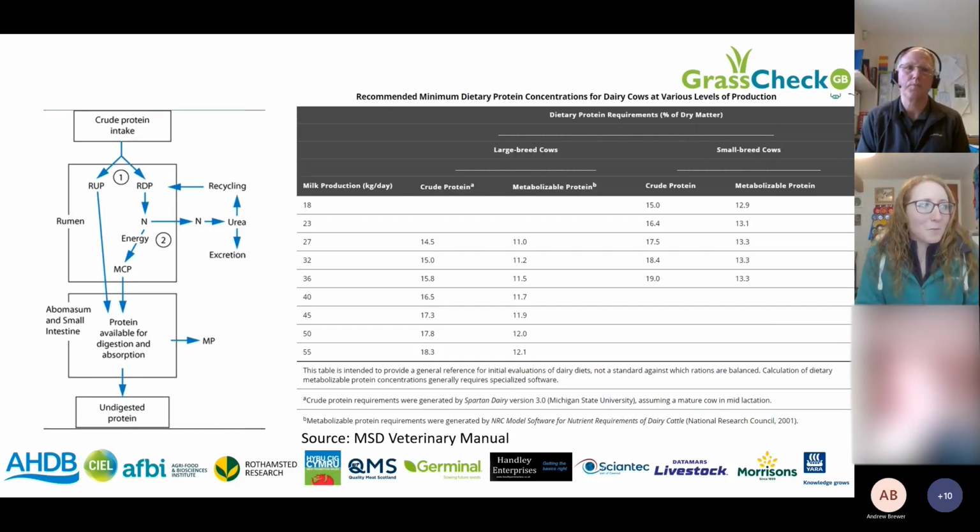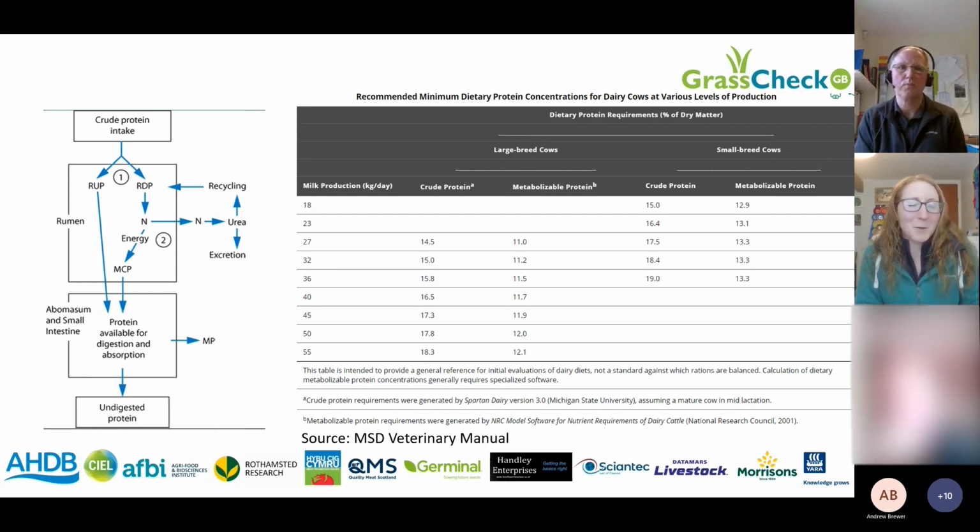So I've got a little diagram here that just highlights what I was saying about the complexity of the protein digestion in the rumen, and that the crude protein intake is going in and it's splitting off into rumen digestible and rumen undigestible, or bypass protein, and the different cycles that are going on there. And it's both the protein that bypasses the rumen and the protein from the microbes that provides what we would call metabolizable protein for the animal.